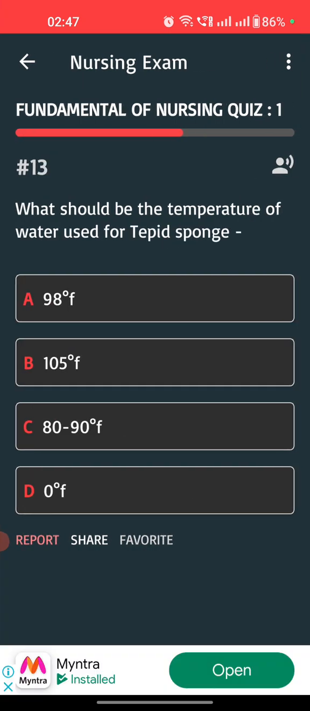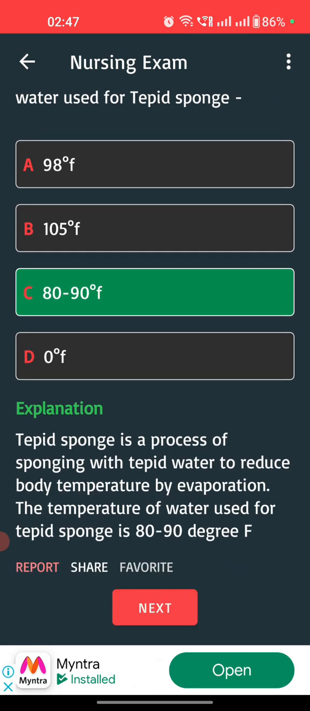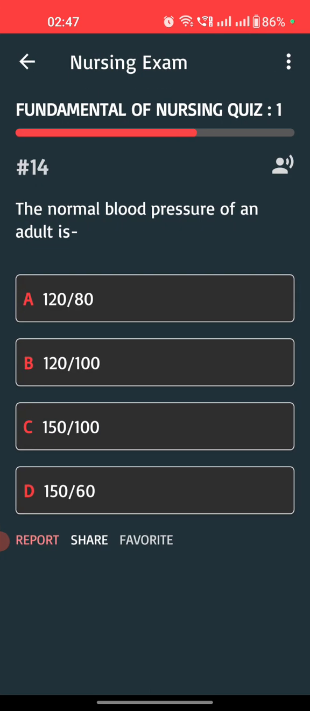What should be the temperature of water used for tepid sponge? A. Correct answer. Tepid sponge is a process of sponging with tepid water to reduce body temperature by evaporation. The temperature of water used for tepid sponge is 80 to 90 degrees Fahrenheit. The normal blood pressure of an adult is. Correct answer.